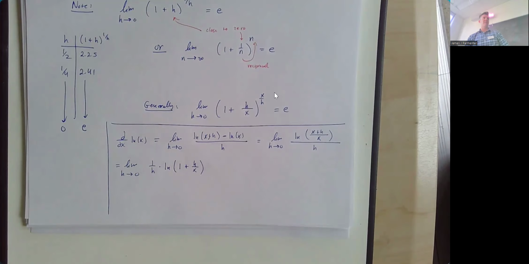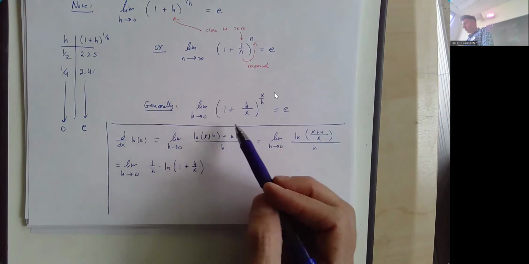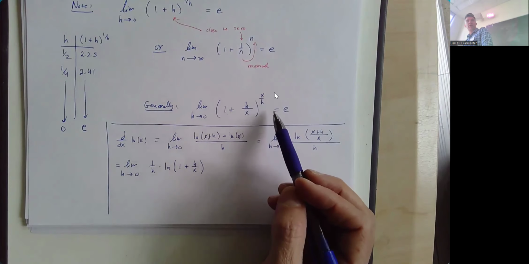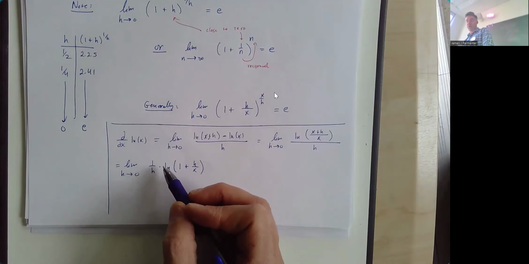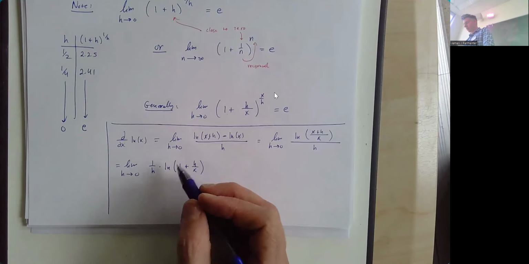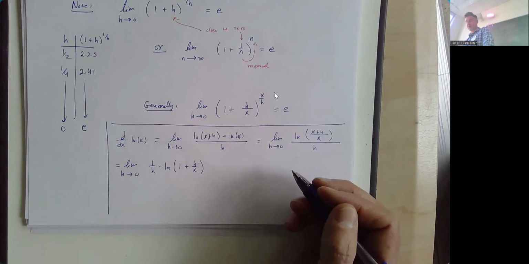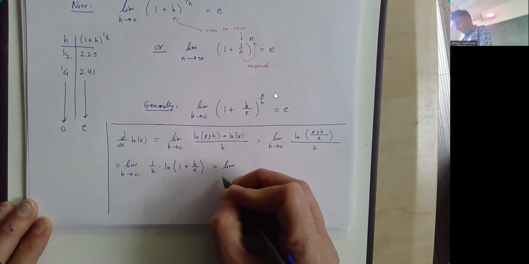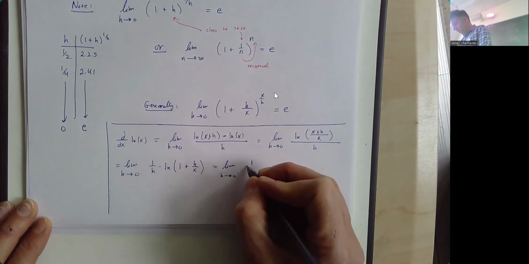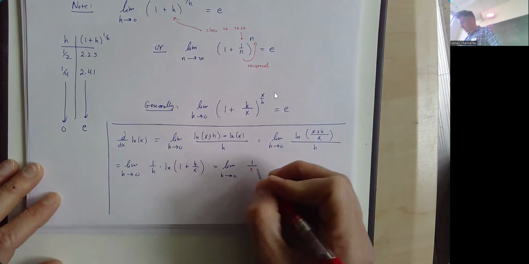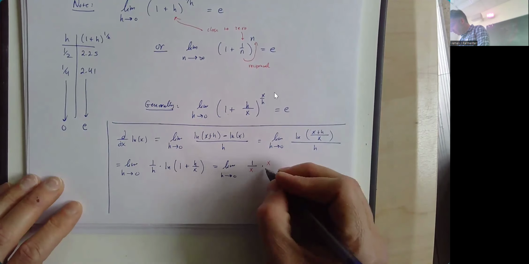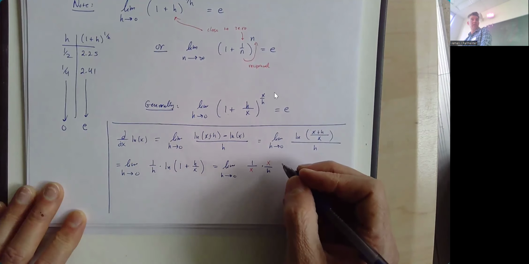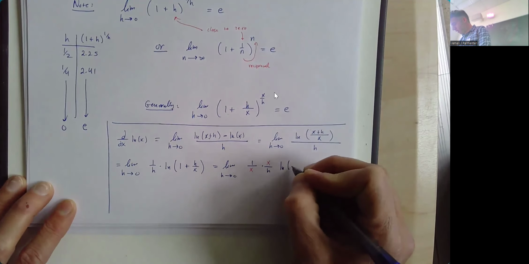Here's the part that always feels like someone's just making stuff up. What I really want to do is make this appear: 1 plus h over x to the x over h power. So I'm going to put an x over h in front here so that I can use the log rules to bring it up to the exponent. But if I'm going to multiply by x, I also have to divide by x. So I'm going to rewrite this as the limit as h goes to 0 of 1 over x times x over h, just multiplying and dividing by x. I'm not changing anything. Times the natural log of 1 plus h over x.